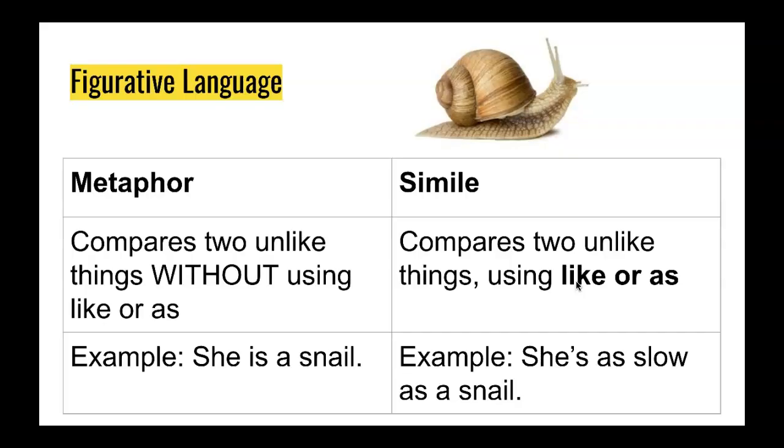They're basically the same thing. With a simile, you use like or as, and with a metaphor, you don't. So they're comparing 2 unlike things. For example, if I want to say my friend is really slow, instead of just saying my friend is slow, I could say she is a snail. That's a metaphor. Obviously she's not actually a snail. And then a simile is she's as slow as a snail. So it means the same, it's just a little bit different with the like or as versus not.